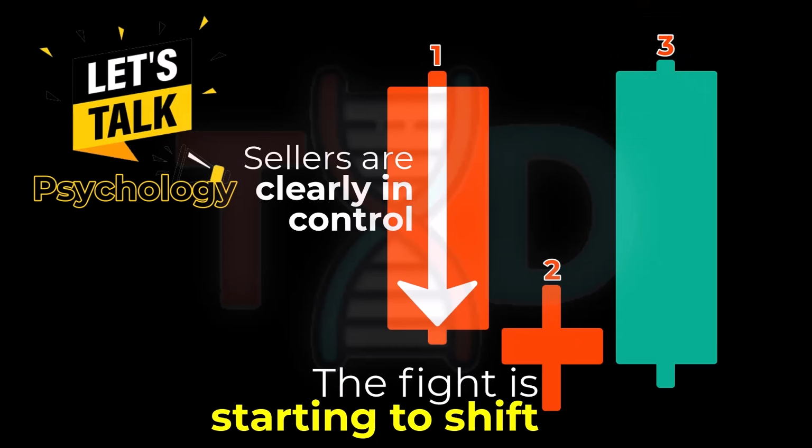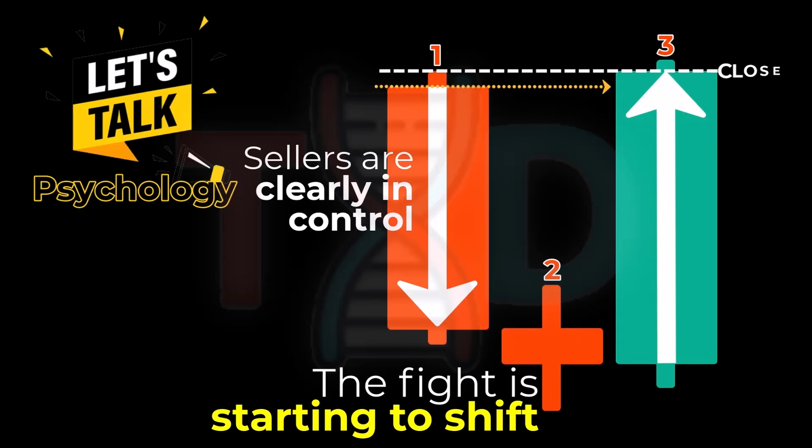And finally, the third candle, the green one, is the buyer's big comeback. It's like the market just drank an energy drink and blasted off. If that green candle closes above the high of the red candle, it's like a big flashing sign that the trend could be reversing. So how do you trade this?